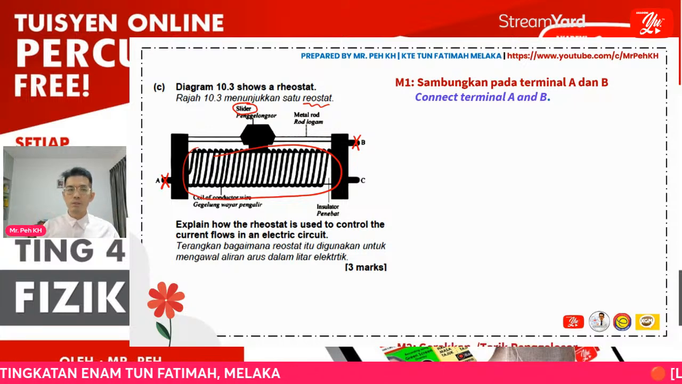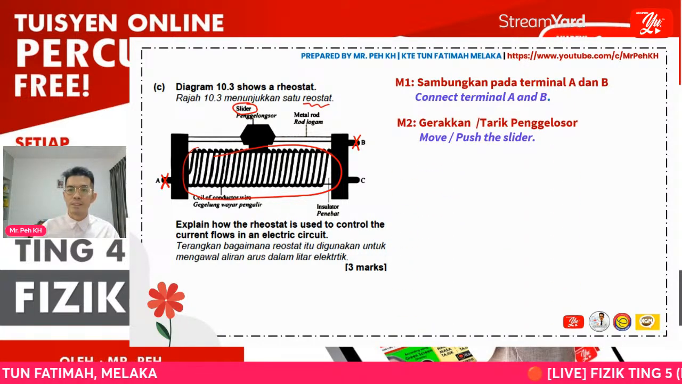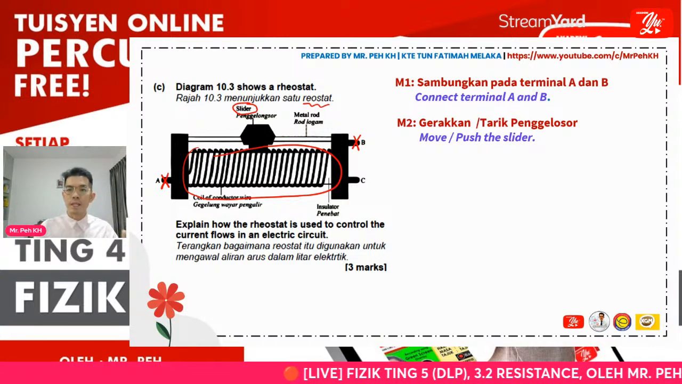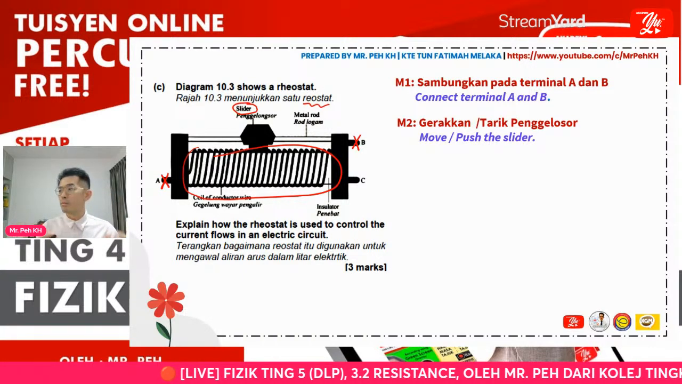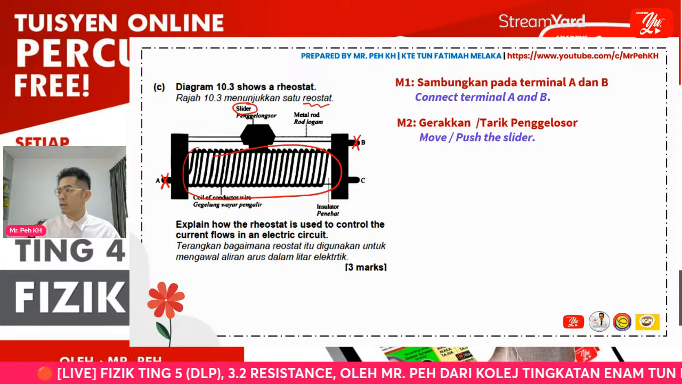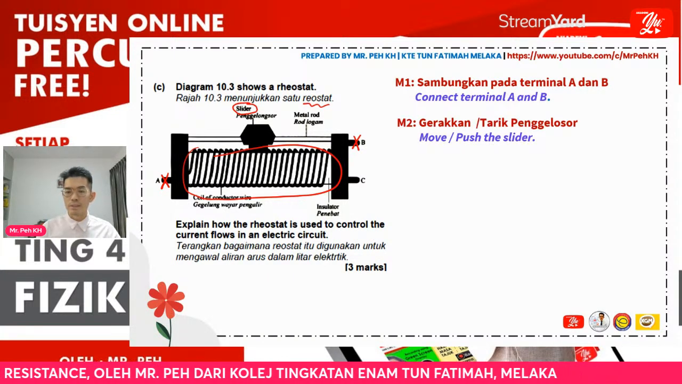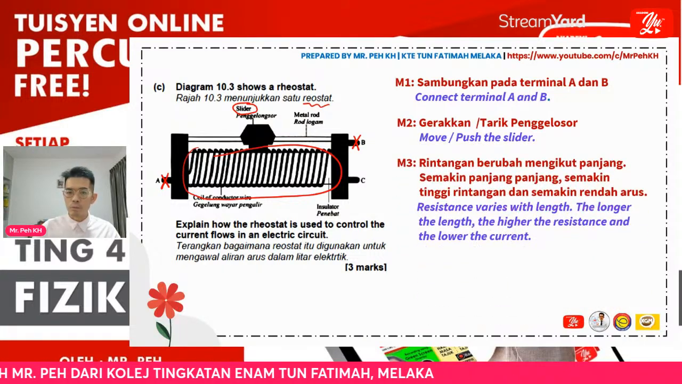Second, you adjust your slider, so the length of the wire changes and gives you different values of resistance. So you can see here will be the marks.